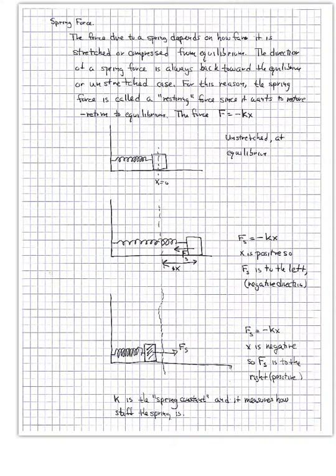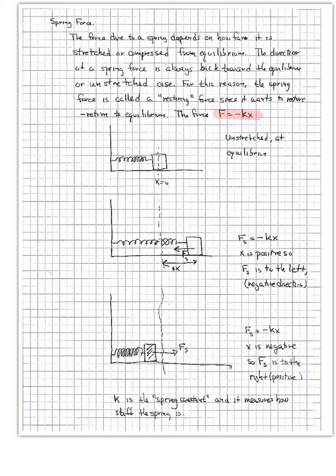When you displace from equilibrium, if you stretch the spring or compress the spring, the force is always directed back toward equilibrium. That is, toward the unstretched case. So for this reason, we call the spring force a restoring force. It wants to restore to equilibrium. And for this simple spring force, the force magnitude and direction is given by minus kx. And the minus is indicating back to equilibrium.